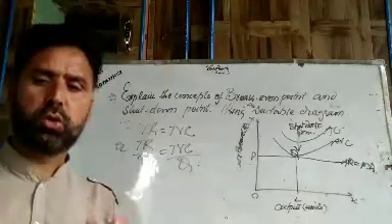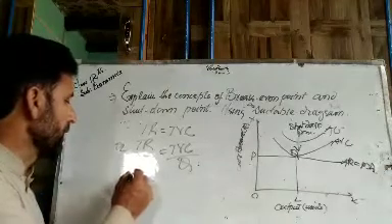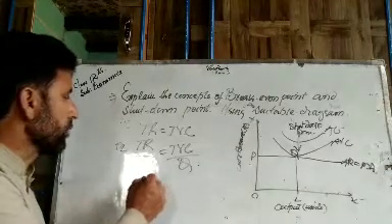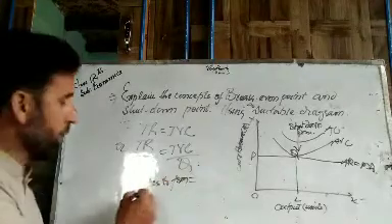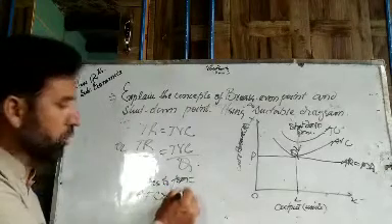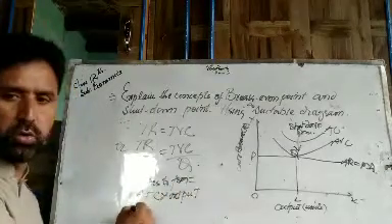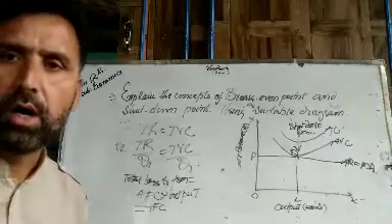So dear students, the total loss to the firm is equal to average fixed cost into output, and that is equal to total fixed cost for a given level of output.